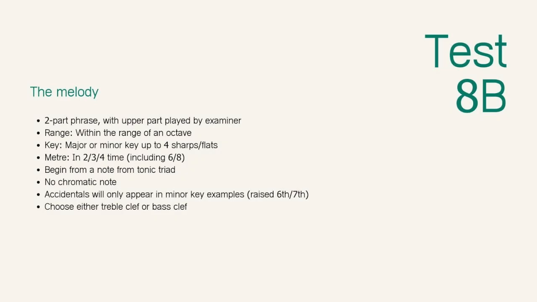The melody will be a 2-part phrase with the upper part played by examiner. The range is within an octave. The key can be a major or minor key up to 4 sharps or flats. The meter is in 2, 3, or 4 time, including 6/8 time. It will begin from a note from the tonic triad. There will be no chromatic note involved. The accidentals will only appear in the minor key examples, the raised 6th or 7th. You can choose either treble clef or bass clef.